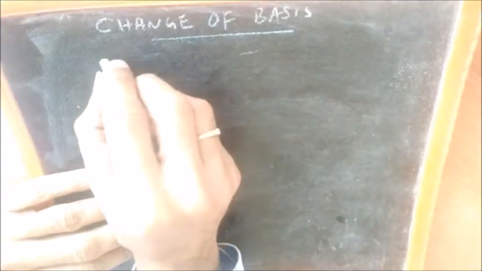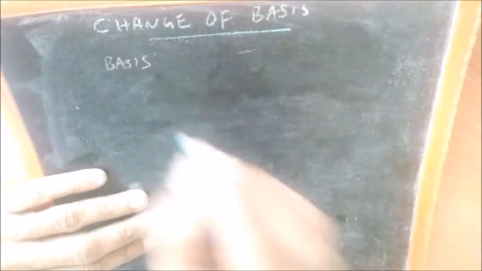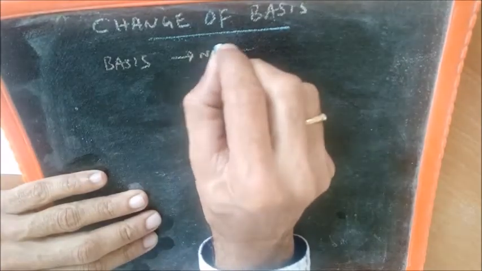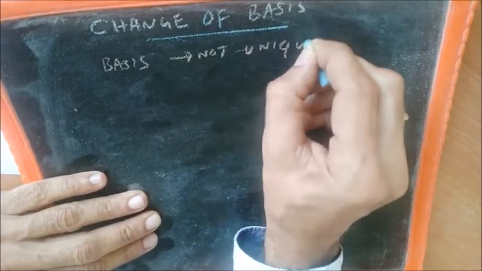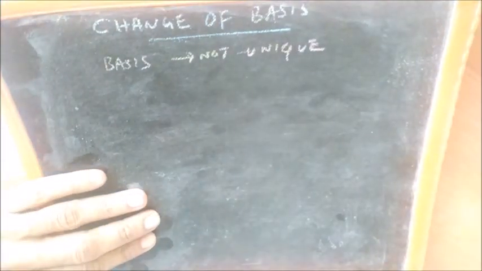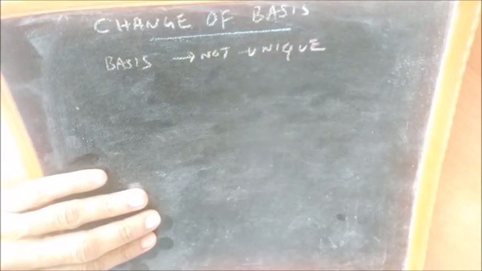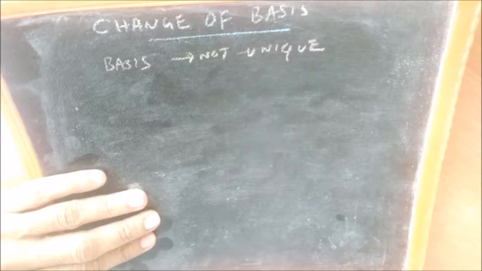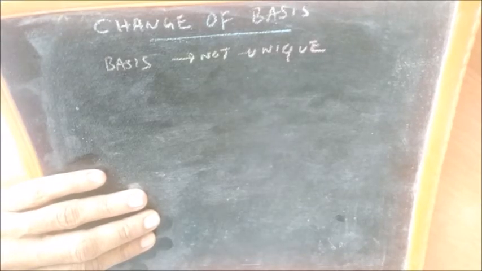Now the basis for a vector space is not unique. It need not be unique. So if you are given a vector space, the basis for that vector space, that is the minimal spanning set of that vector space, is not unique, and that's by definition the basis. That is, the basis is not unique.